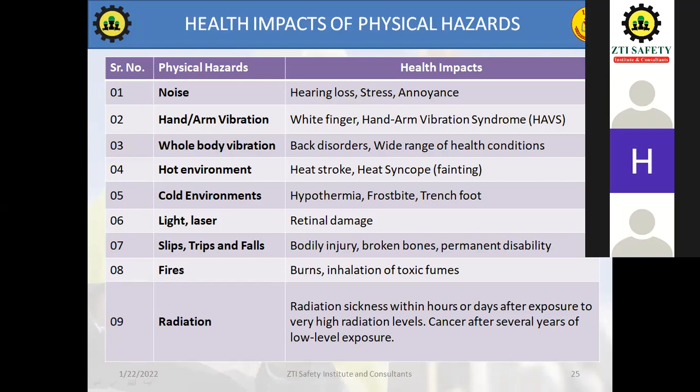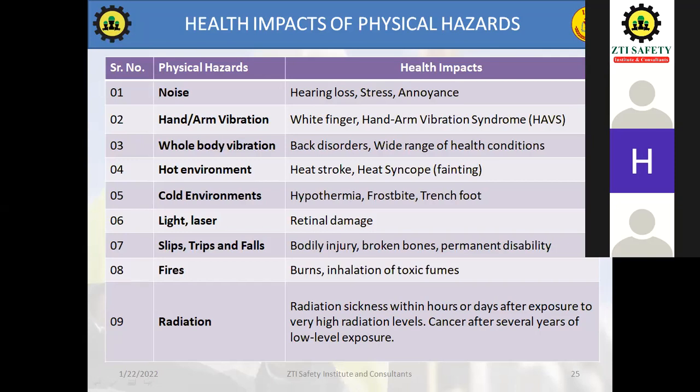Hot environment: heat stroke, heat syncope, fainting, heat stress. It is related to heat stress. And cold environment: hypothermia. Last week, we had a tragedy in our country where there were a few fatalities, and the main cause of those fatalities was hypothermia. And then we have frostbite, trench foot.